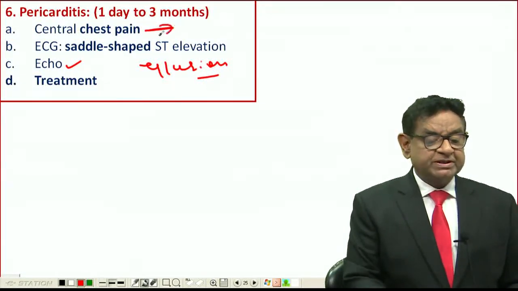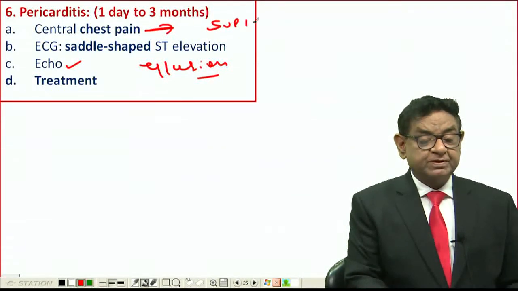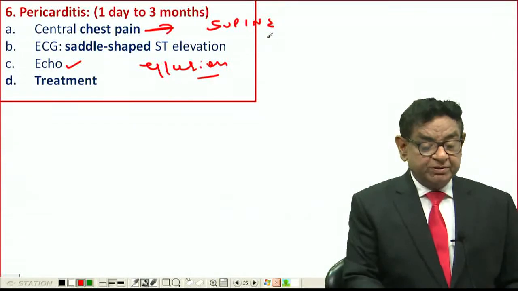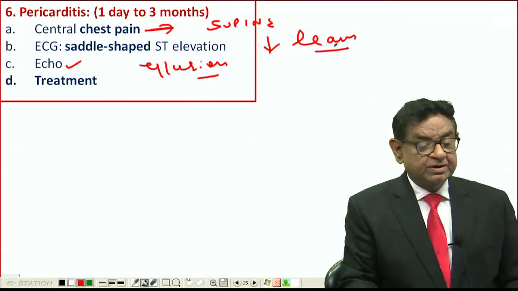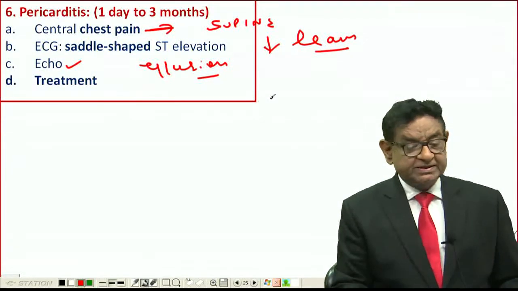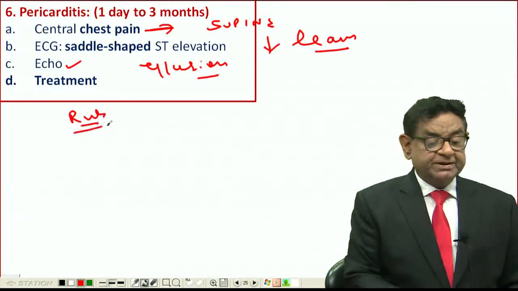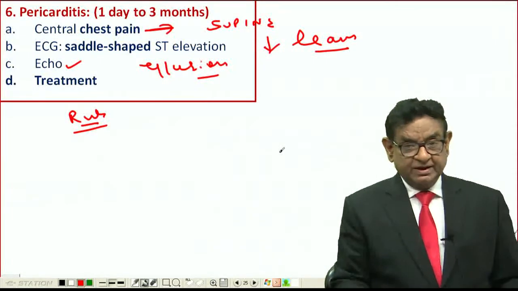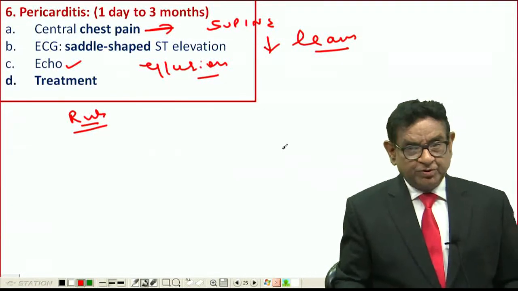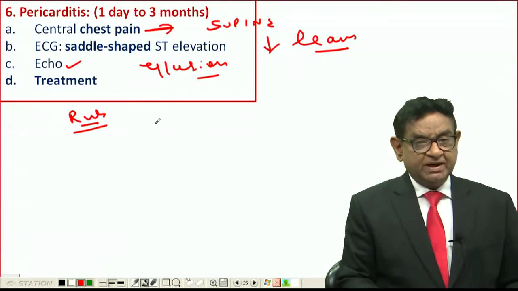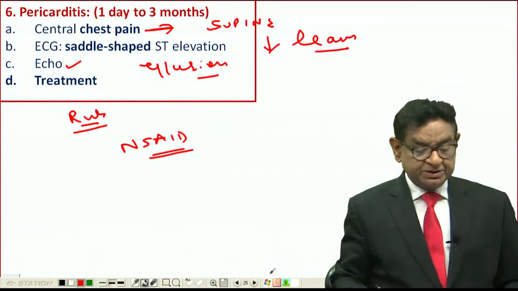What is the special thing about this pain? This pain is worse in the supine position, and the pain is reduced when the patient leans forward. This is classical of pericardial chest pain. Of course, on auscultation a pericardial rub can be there. And if you are getting a rub, this confirms pericarditis. As I told you, echo will be done, and the treatment is simple: NSAID, a non-steroidal anti-inflammatory drug, is used.